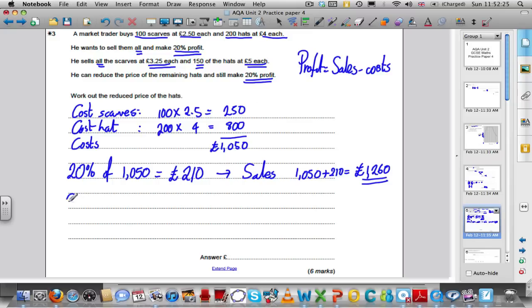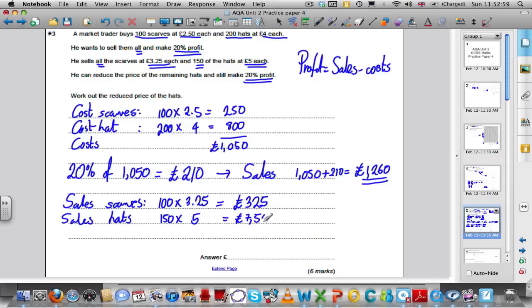Okay, let's work out what actual sales he did. So sales of scarves. Well, he sells all the scarves, so that's 100 scarves at £3.25. So he makes £325. Okay, and he sells 150. So sales of the hats, he only sells 150 of these. So 150 at £5, which is equal to 750. Adding them up, he therefore has £1,075 of sales he makes.